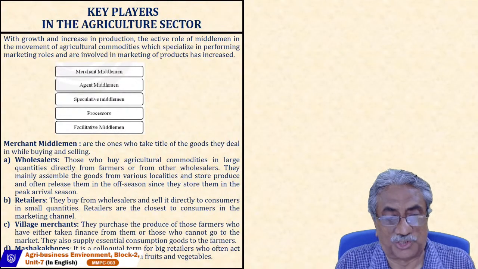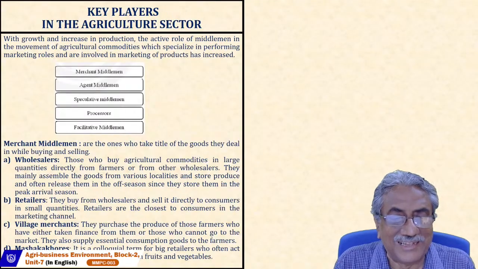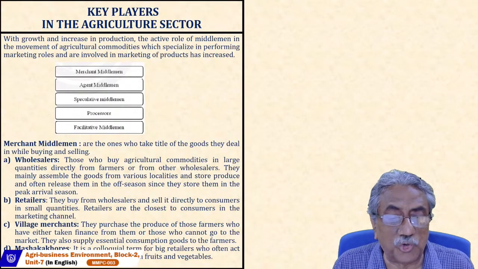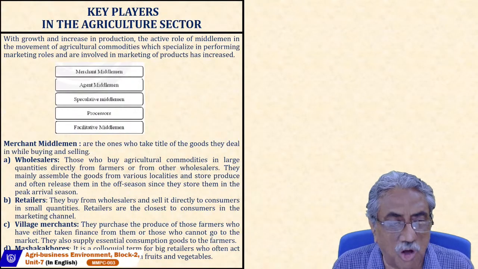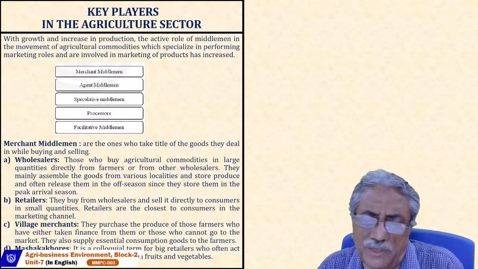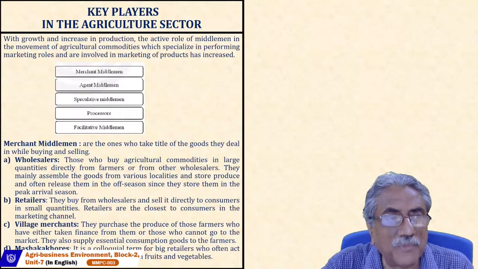Mashakakhor is a term. They are basically wholesalers and the majority deal in fruits and vegetables. They are colloquial terms for big retailers who often act as small wholesalers. So they will buy in bulk and then sell in retail, etc.